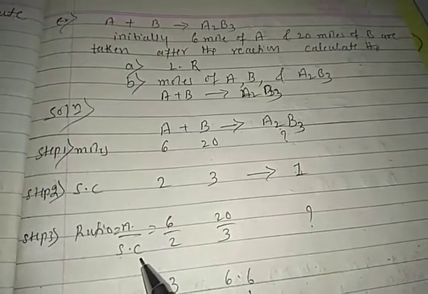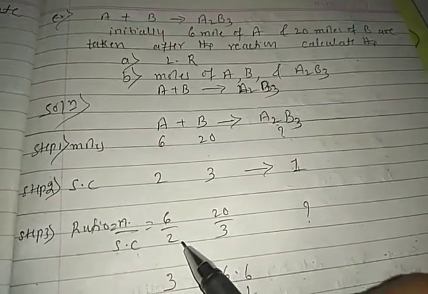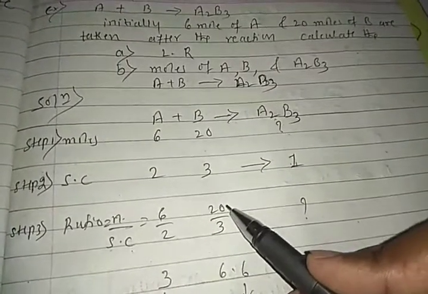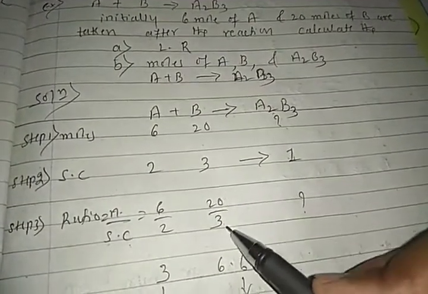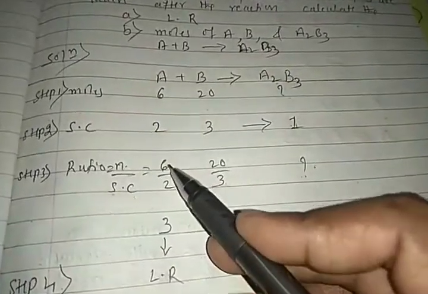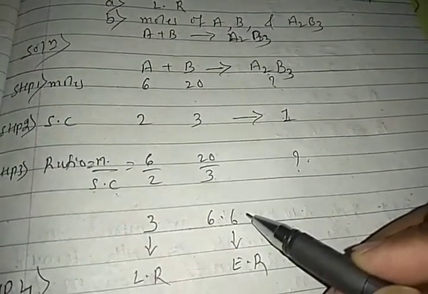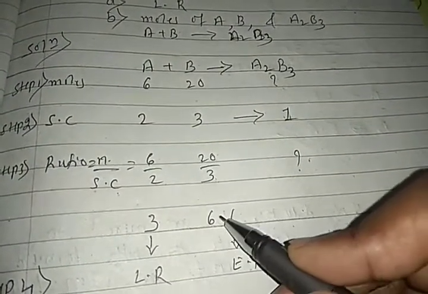Step 3, ratio of moles by stoichiometric coefficient. For A, moles by stoichiometric coefficient is 6 by 2. For B, moles by stoichiometric coefficient is 20 by 3. We want to find these values. Then we got 3 for A, and for B it is 6.6 something, students, right?